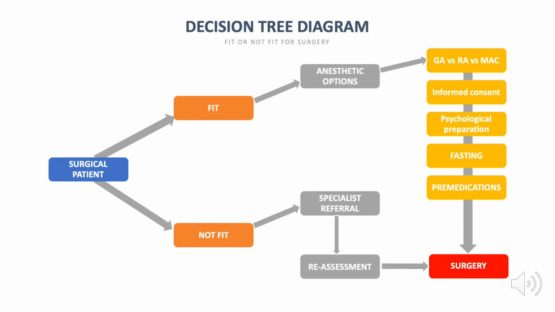This is just a diagram of what I mentioned earlier. So if a patient is fit, they go through anesthetic options, whether a GA, a regional, a sedation, whatever. And then we explain the risks, options, possible complications, and we get their informed consent. And then we prepare these patients psychologically and pharmacologically. It is important to fast this patient because fasting can prevent anesthetic problems from happening, such as pulmonary aspiration, which can prolong hospital stay and increase morbidity.